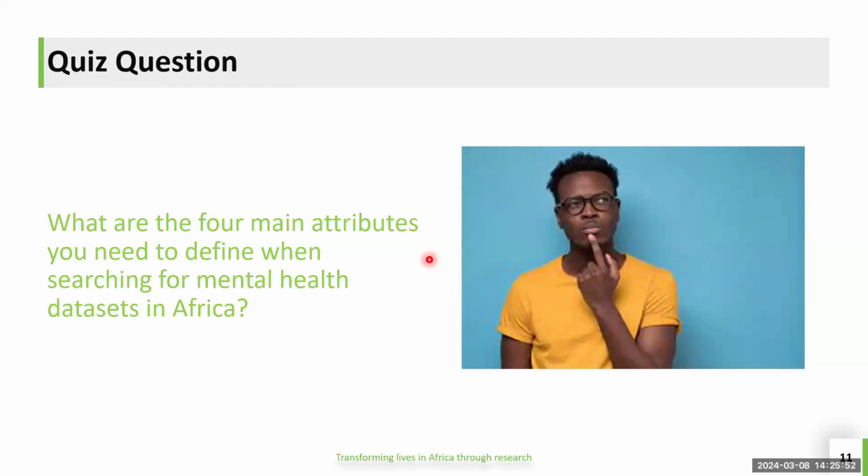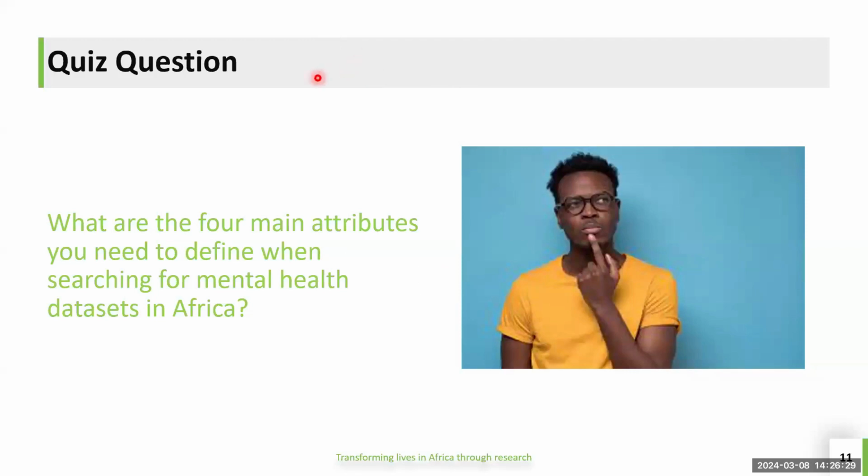What are the 4 main attributes you need to define when searching for mental health data sets in Africa? So just take a moment. Just write somewhere, on your piece of paper or on your laptop, what you think the answer is, or you can put it in the chat. I don't know, Diana, would it be okay? Yeah, it's okay. They can put it in the chat. Okay, good. Or if they want to answer, they can raise their hands, then we'll unmute them. Okay, that sounds good.